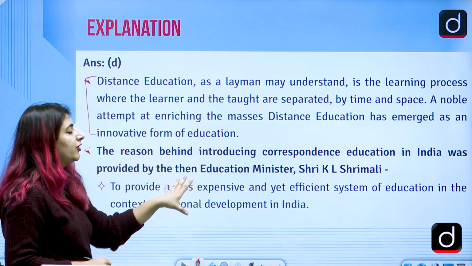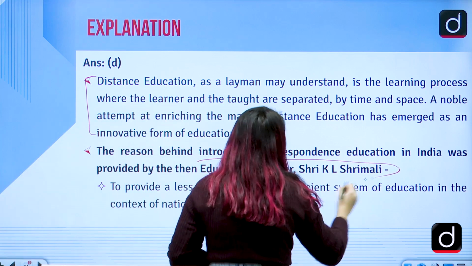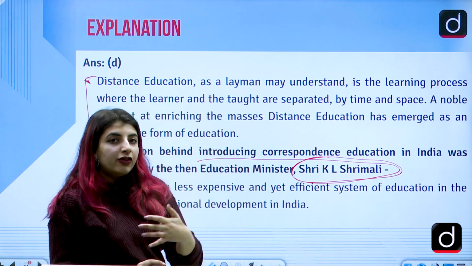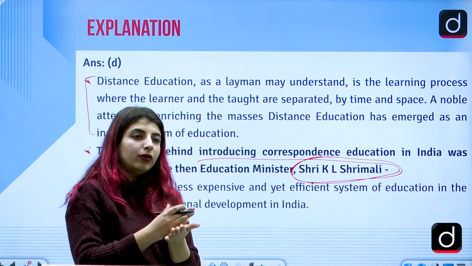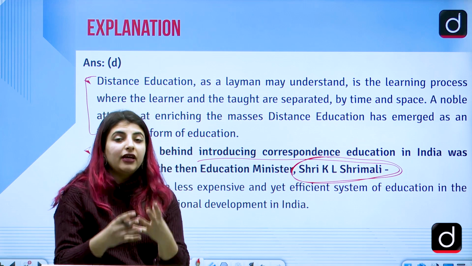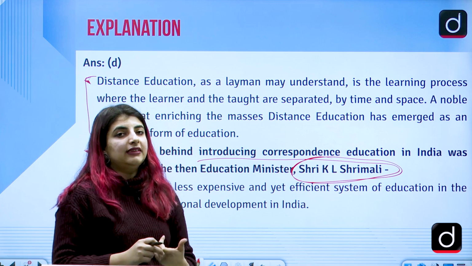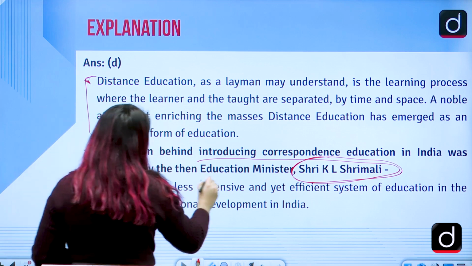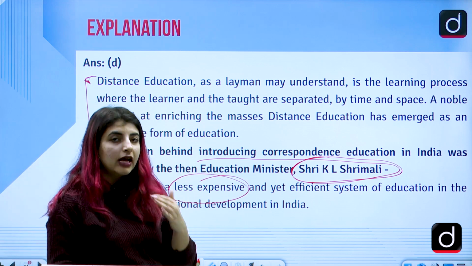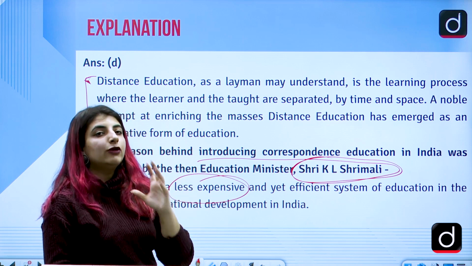The reason behind introducing correspondence education in India was provided by the then education minister Shri K.L. Shrimali. He introduced the idea that even without going to college, a student can earn a degree, where he or she wants to learn and gain certain knowledge. To provide a less expensive option: if you are not going to college, you are not using certain resources, so your money is saved.